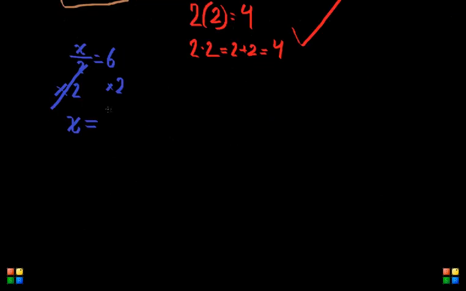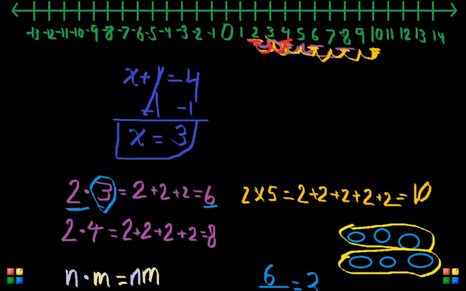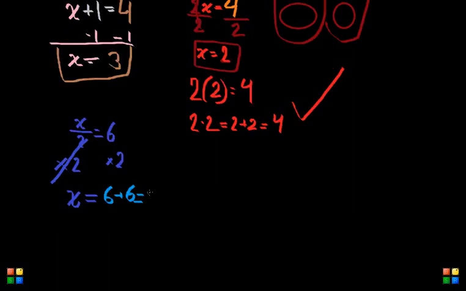It's 6 plus another 6, so there's 2 6's. 6 plus 6 is equal to what? Here's 6. Let's add 6. 1, 2, 3, 4, 5, 6. So 6 plus 6 is equal to 12. So 6 times 2 is equal to 12.